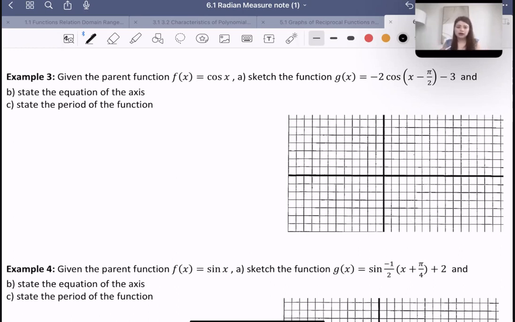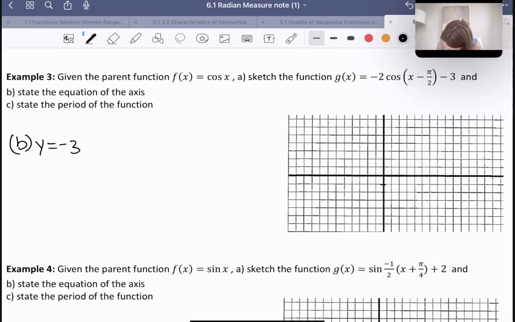So what is the equation of the axis? Well, the equation of the axis is by default going to just be y equals 0, right? But in this case, we've shifted down 3. I see a negative 3 at the end of this equation, which means the equation of the axis is y equals minus 3.